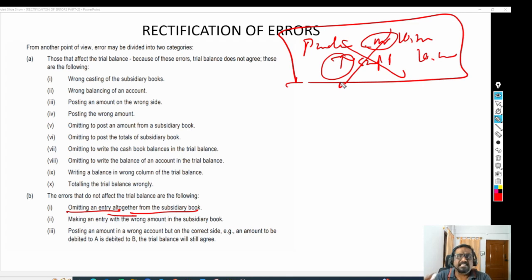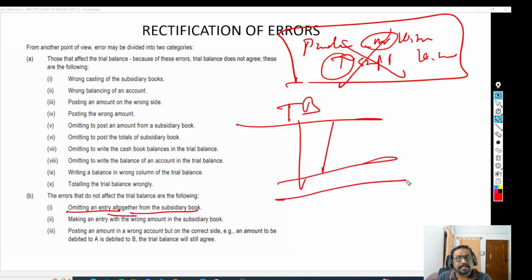Since both the legs did not get posted in the subsidiary book, debit and credit got ignored. See, if the debit and credit got ignored, your trial balance will not have any impact. It will absolutely tally because debit is missed, credit is also missed. So obviously if the same amount is missed from both the sides, your trial balance will tally. But there is a mistake that happened. There is an error that happened. What is that error? You forgot to post this entry.